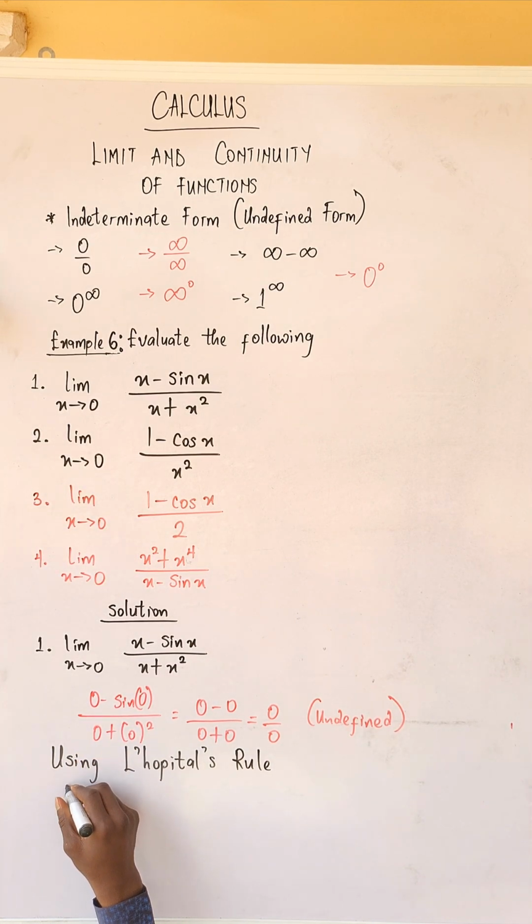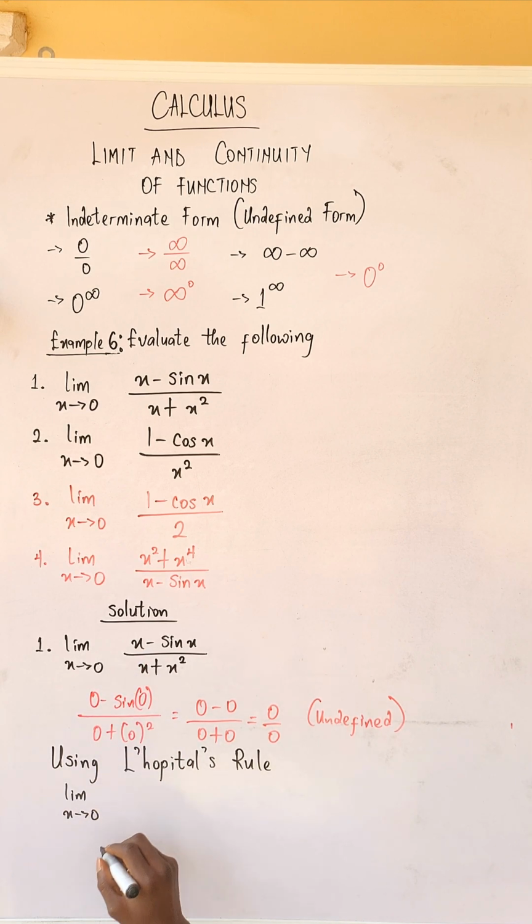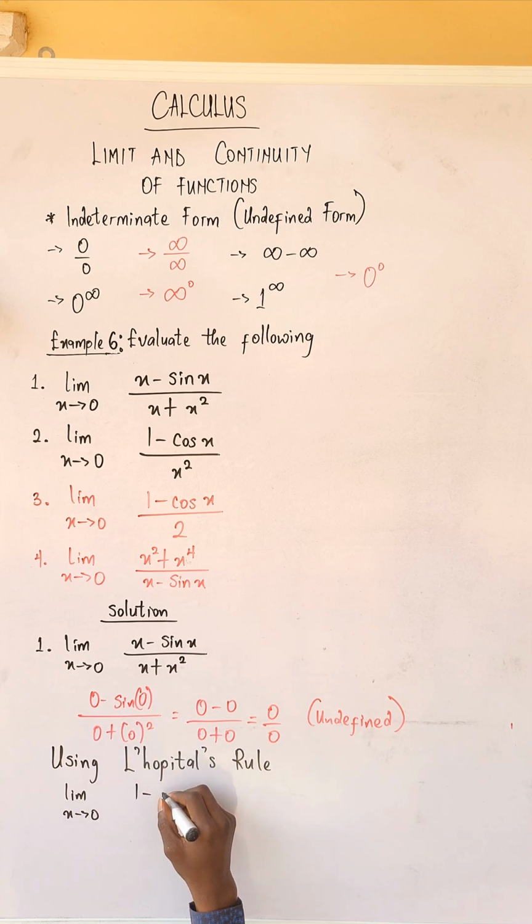Now let's differentiate. We'll still have our limit as x tends to 0. When you differentiate x, what do you have? 1, right? Then minus, when we differentiate sin x, we have cos x. When we differentiate x, we have 1. Plus, when we differentiate x squared, we have 2x, right? So let's insert.